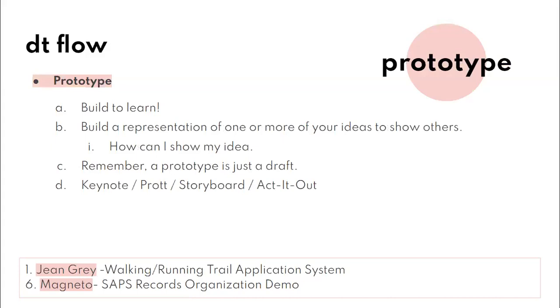Now, from those ideas, you're usually thinking about a handful of ideas that are worthwhile to invest a bit more time in and then prototype. So with the prototype phase or stage, we build to learn. We want to build a representation of one or more of those ideas so that we can show others. And those others are usually the people that we've interviewed, that we've engaged with before, that we've connected with and who are aware of what we are intending to do. So I will go back to Khadija, go back to Michael, go back to Okuhle and say, this is what I've created. What are your thoughts?